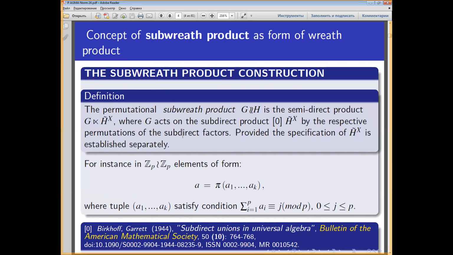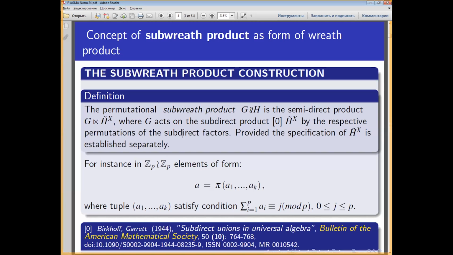Now we can see the concept of the new construction. It's a subwreath product. It's a semi-direct product which acts the same as the wreath product, but it acts not on the direct power of G, it acts on a subdirect product. Instead of the direct product, we take a subdirect product, which is a subgroup of the direct product such that for each coordinate there exists a homomorphism, which is the projection on this coordinate. For each copy of G, we have a homomorphism which does the projection on this G. It means an isomorphic copy of G is the image of this homomorphism. And the action is the same.